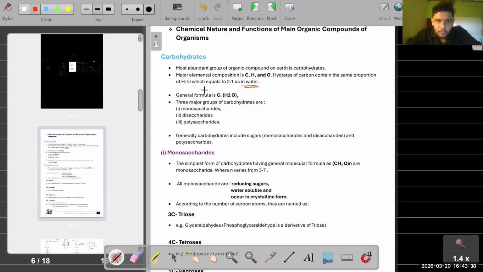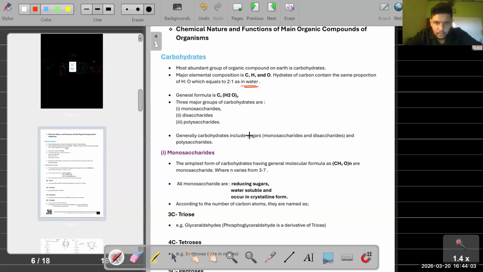Right. The general formula of carbohydrate is CxH2Oy. Now you might ask, what are X and Y? X and Y are variable values. They can have certain values, but those values are not given in our syllabus. This is a general formula, you just understand the formula. This is the formula for carbohydrates. There are three main types of carbohydrates. What are they? Monosaccharides, disaccharides, polysaccharides.